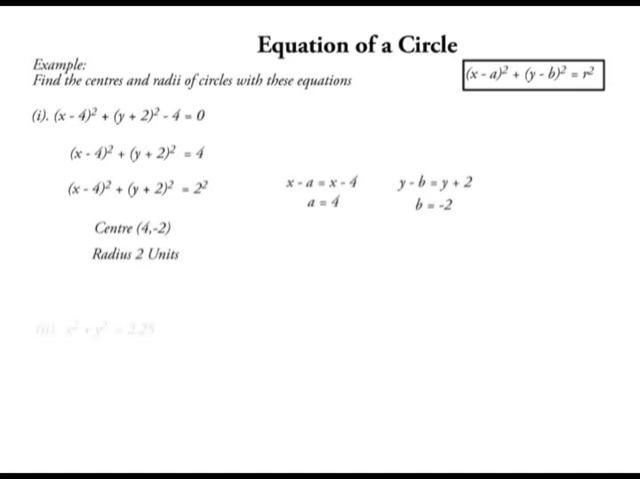Second one, x squared plus y squared is equal to 2.25. We rearrange that. This is the same as (x minus 0) squared plus (y minus 0) squared is equal to 2.25, which is the same as 1.5 squared. So we shall have the center at (0, 0), and the radius is 1.5 units.